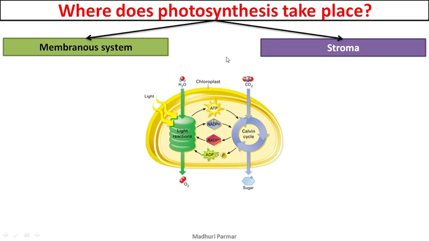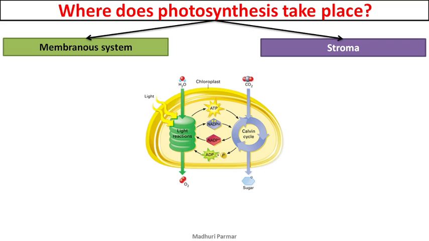Right. So where does the photosynthesis take place? We're talking about all the structures and we're talking about different lights and pigments. So where exactly is this photosynthesis taking place? Is it taking place in the thylakoid? Is it taking place in the stroma? So the answer is it takes place in both.